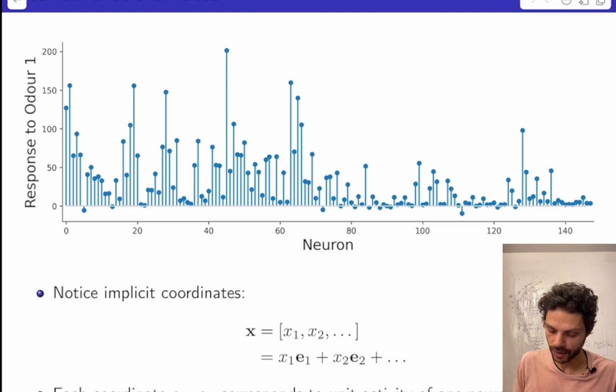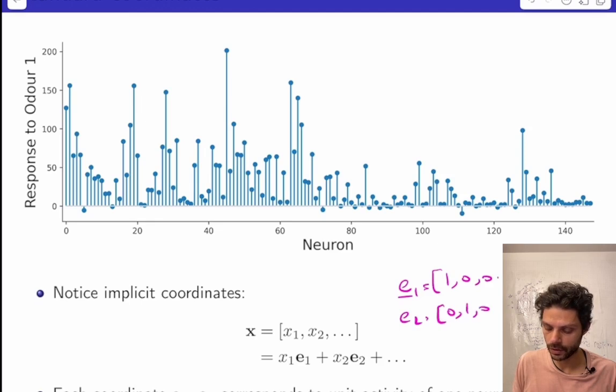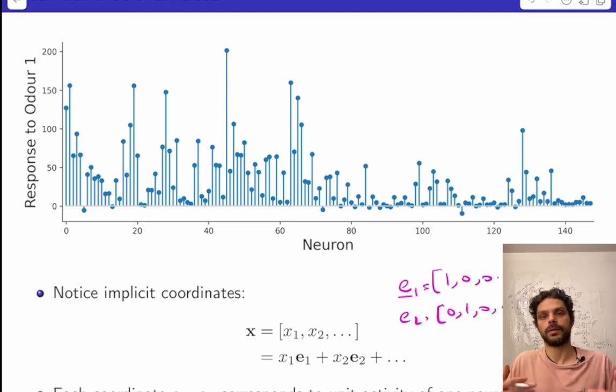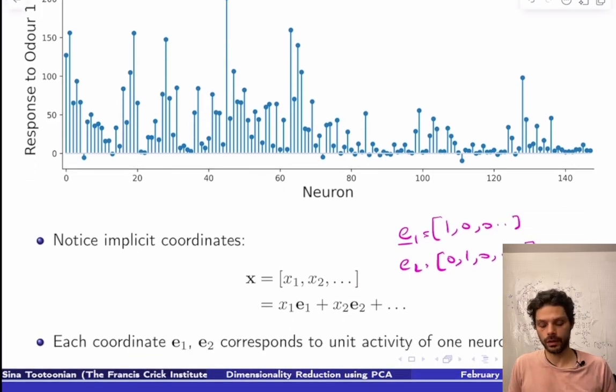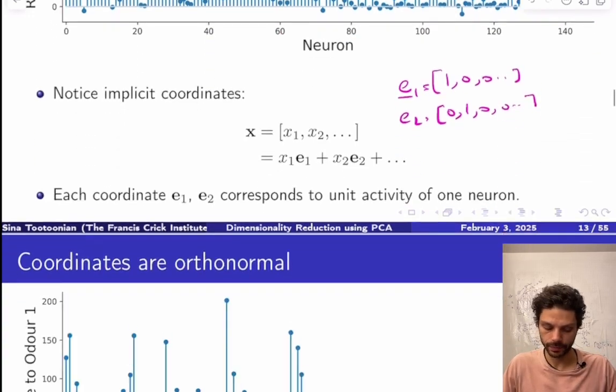So let's write that. For example, E1 is the vector 1, 0, 0, and so on. E2 is 0, 1, 0, 0, and so on, continuing in that way. So each coordinate corresponds to the activity of one neuron, and we can build up the whole activity vector in that way.